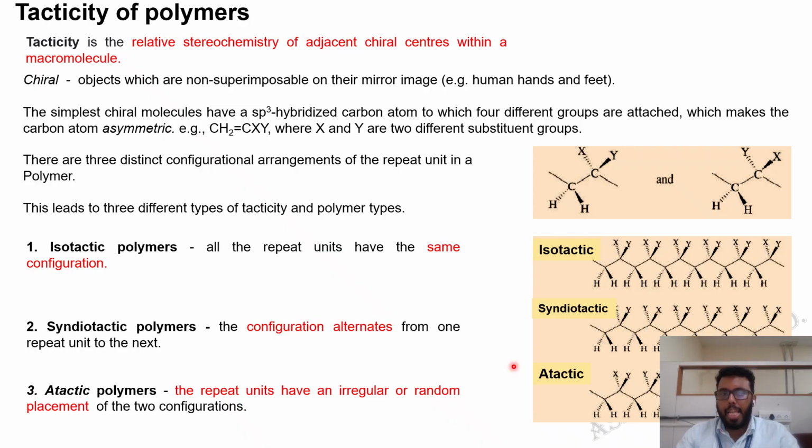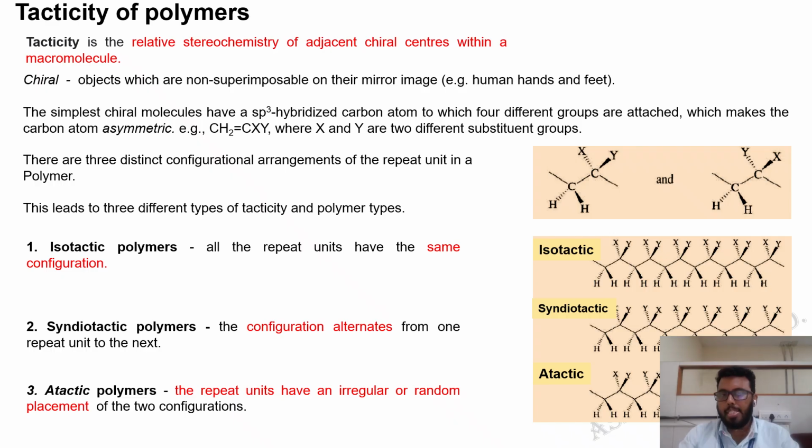Same hydrogen atom. Atactic. So this repeat unit does not have any pattern. So irregular or random placement of two configurations. For example, you will have XY. Alternate means it should have YX. Then you should have XY, no? But it is again YX. Then XY. Then YX. Then XY. So it is randomly distributed. That is why it is called atactic polymer.